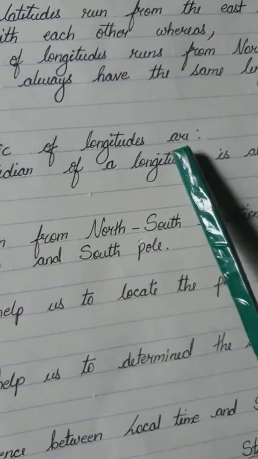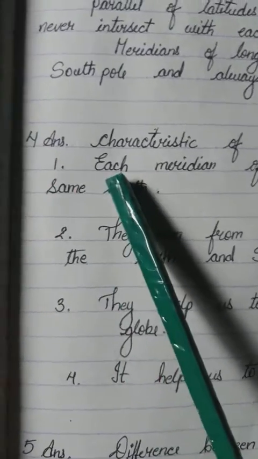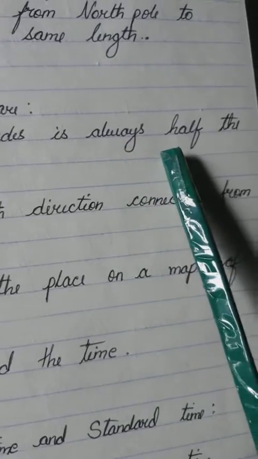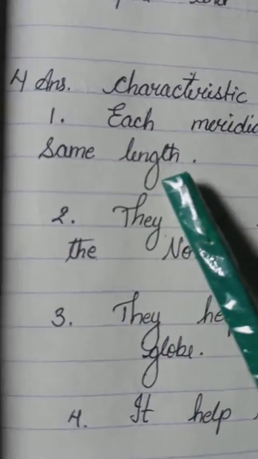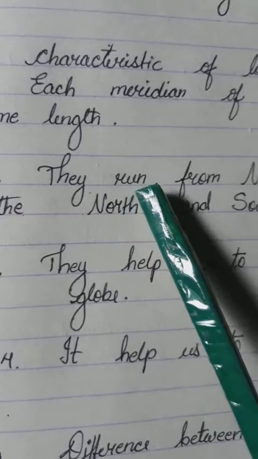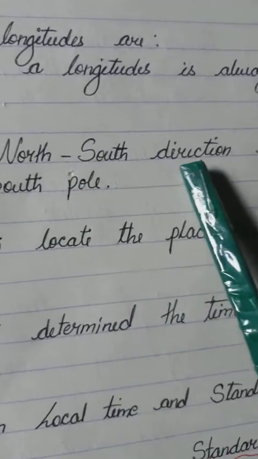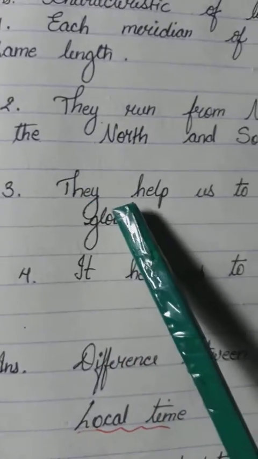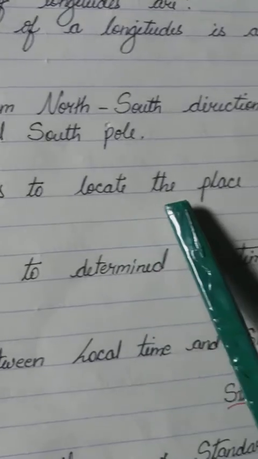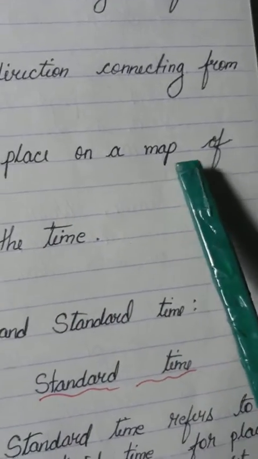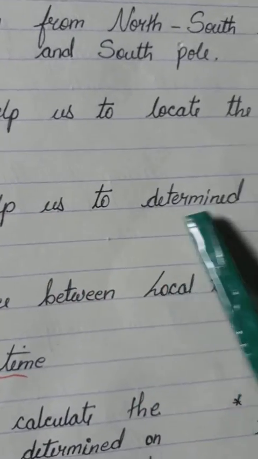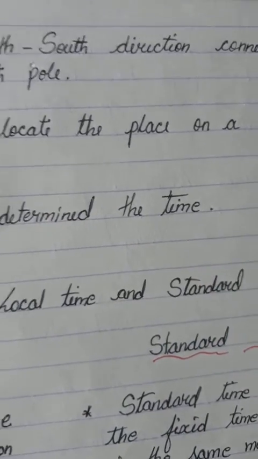Characteristics of longitudes are: point number 1. Each meridian of a longitude is always half the same length. Point 2. They run from north to south direction, connecting the north and south pole. Point 3. They help us to locate the place on a map of the globe. Number 4. It helps us to determine the time.